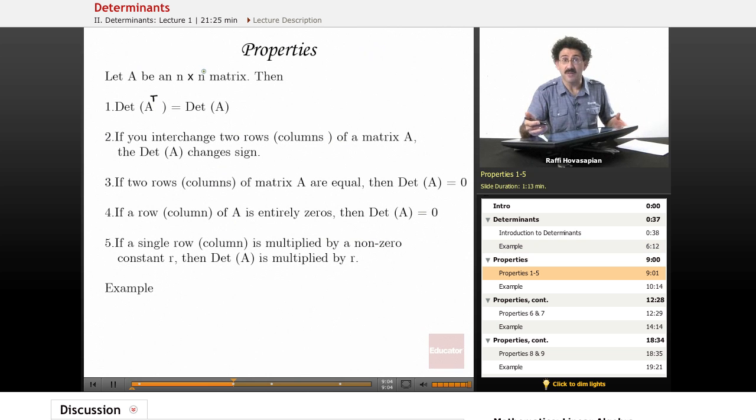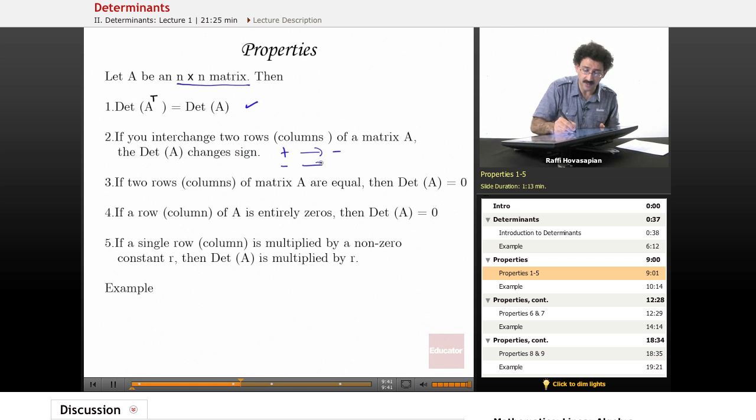Let's go over some properties of the determinants. Just like we did properties of matrices, we'll talk about some properties of determinants. So let A be an n by n matrix. Okay. And then the determinant of the A transpose is the determinant of A. In other words, if I take A, take the transpose of it, and if I take the determinant, it's the same as the determinant of A. No change. If you have a matrix and you interchange 2 rows or 2 columns, this way or this way, of the matrix, the determinant changes sign. So it goes from positive to negative, negative to positive, positive to negative, negative to positive.